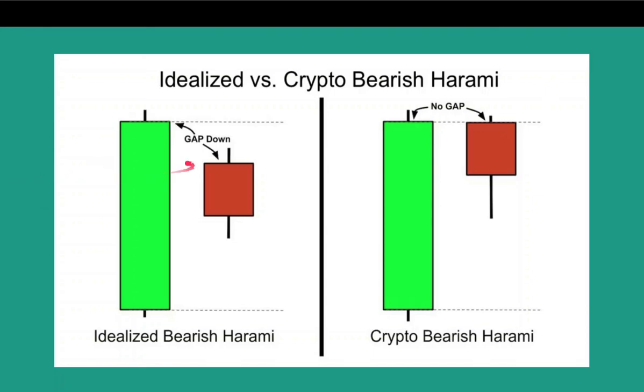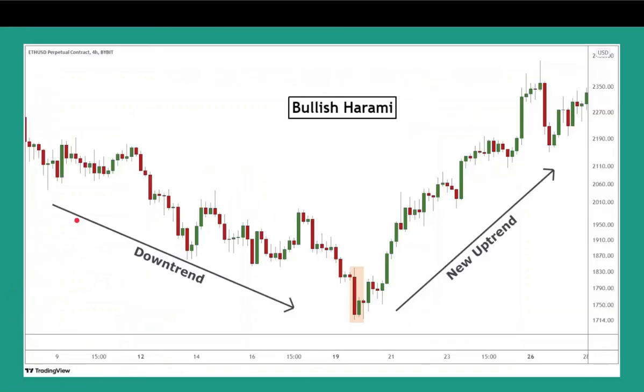So probably what you can see in crypto charts is something like this, and still we consider this pattern as a Harami pattern. So let's take a look at two examples. This is an example which shows a bullish Harami pattern. You can see a clear downtrend, and here you can see a big red real body, and after that you see this small green candle which forms a bullish Harami pattern.